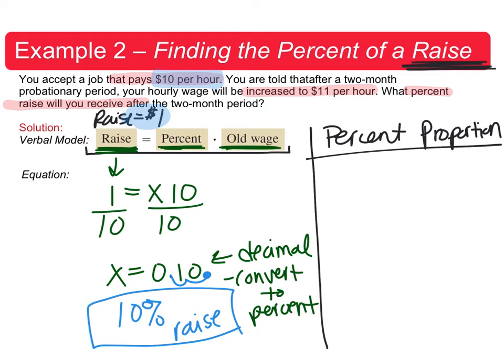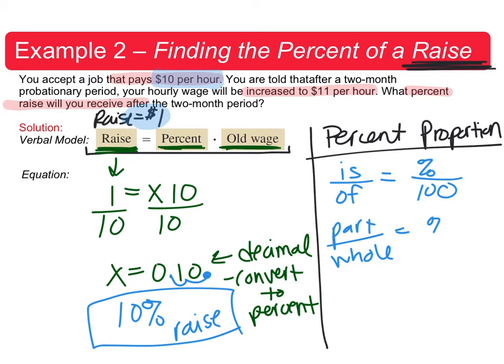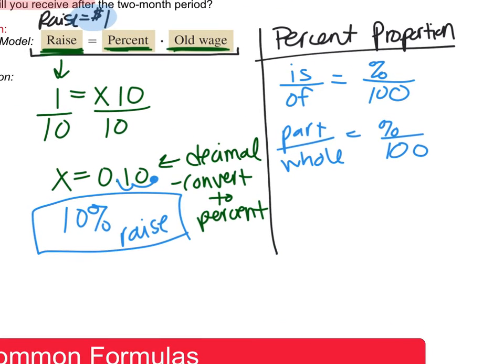Your percent proportion that we covered in intermediate algebra and algebra 2 is is over of equals percent over 100, or part over whole equals percent over 100. Multiple ways of thinking about that. So we want to find the percent. So that's where our variable would be. So if we set up a blank proportion, that's our variable. So the part that we're looking at would be our raise, and our raise was $1. And then our whole was our old wage, which is $10.